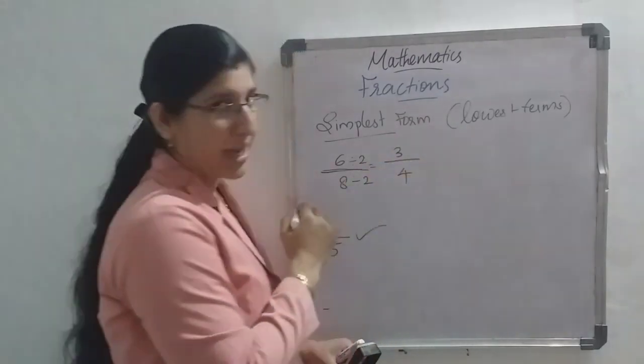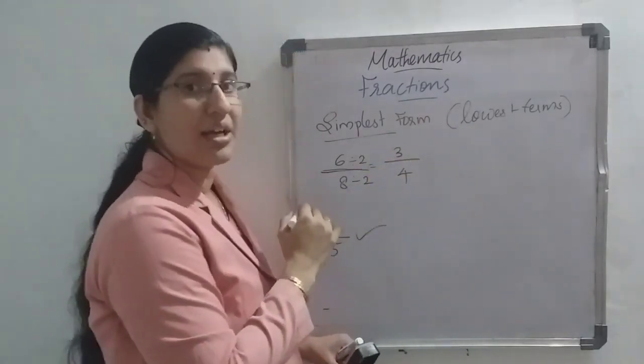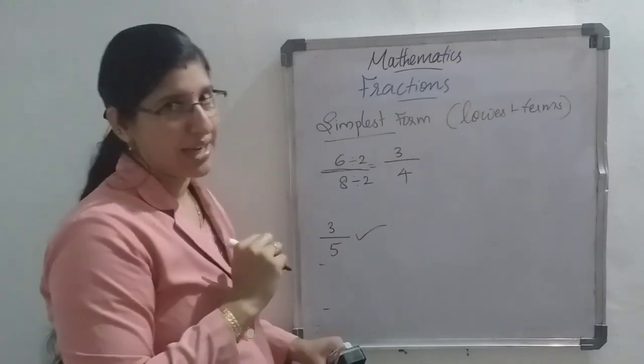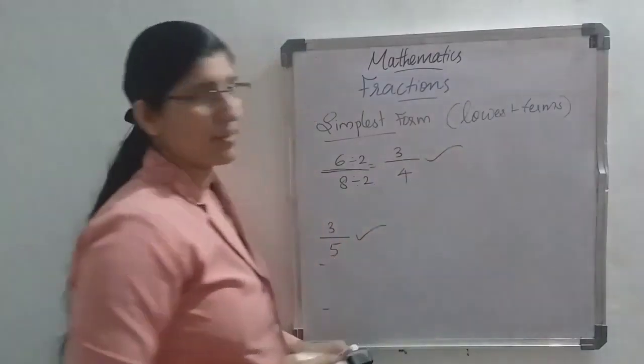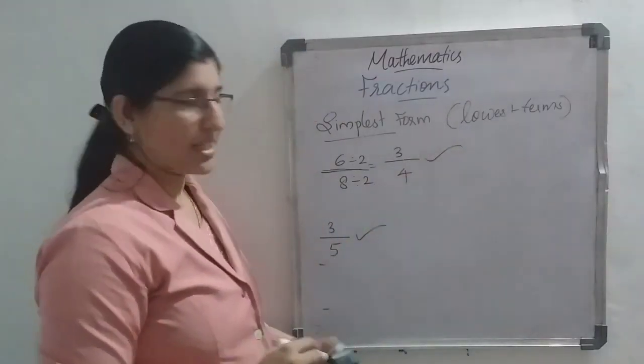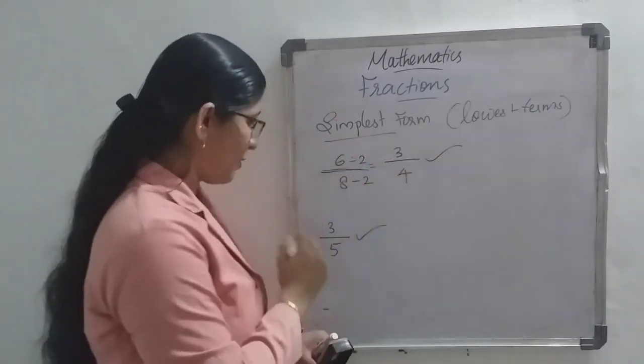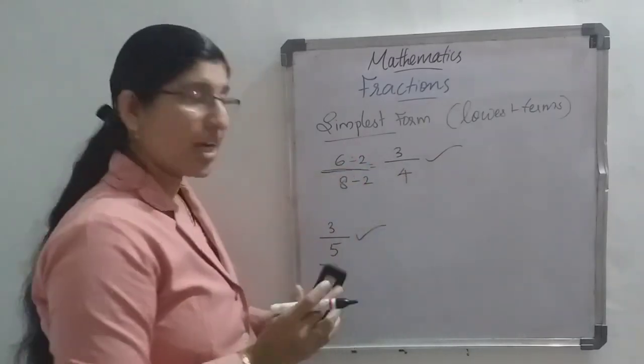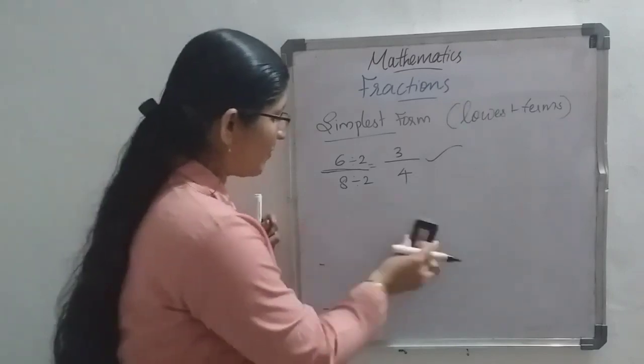Here 3 is a prime number. A prime number means 3 has only 2 factors, 1 and 3. So the simplest form is completed. The simplest form of 6 by 8 is 3 by 4. Here look at the numbers 3 and 5. 3 and 5 are the simplest form itself. We can't divide it again.